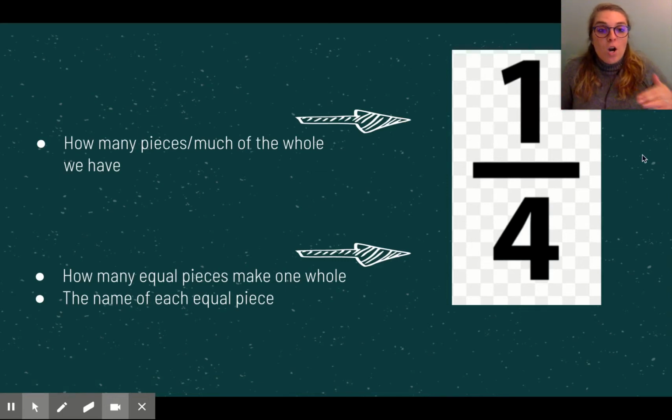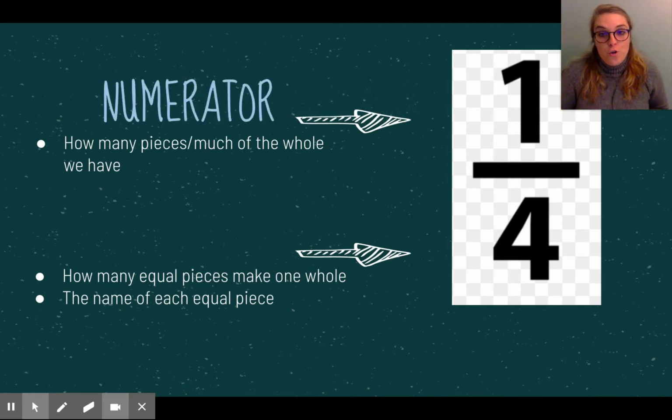So we know the digit on the top is called our numerator. Say that with me, numerator, your turn. My turn, numerator, your turn. Good. So the numerator is the number on top. Put your hands up in the air. The numerator is the number on top, and it means how many pieces or how much of the whole that we have. So if we were looking at an object with shaded pieces, in this case, 1 piece would be shaded.